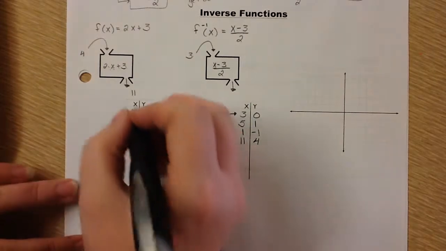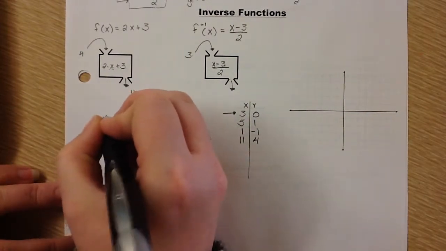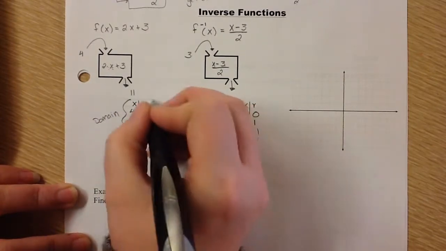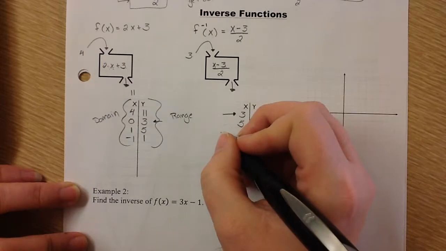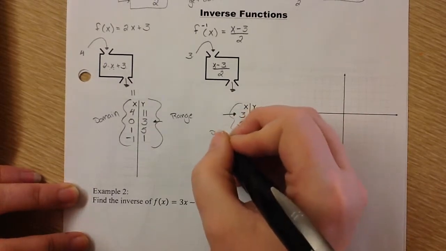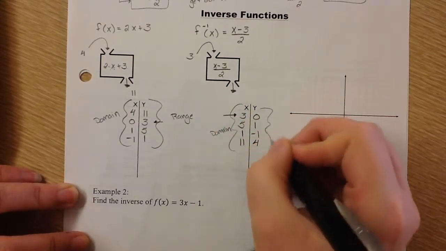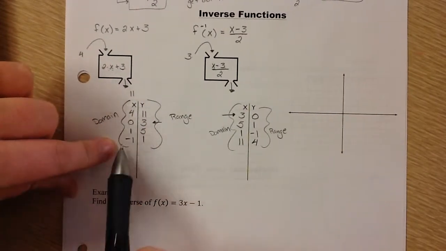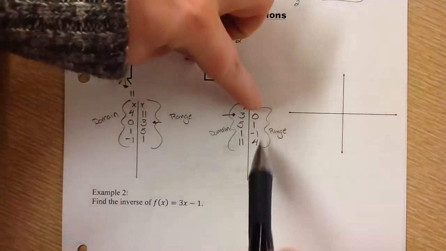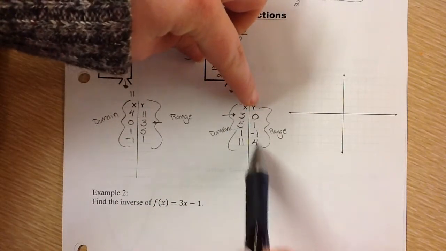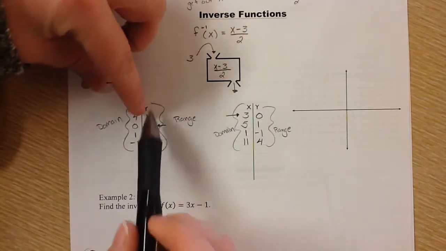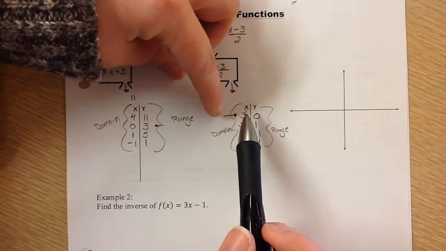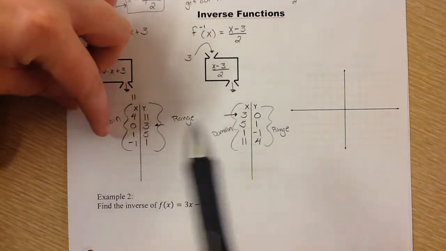So with an inverse function, over here, again, remember our domain is your x values, your range is your y values. Same with an inverse. My domain here is my x values, the range here is my y values. But if you notice, the domain for the function now became the range for the inverse. Okay? And the range for my function is now the domain on my inverse.